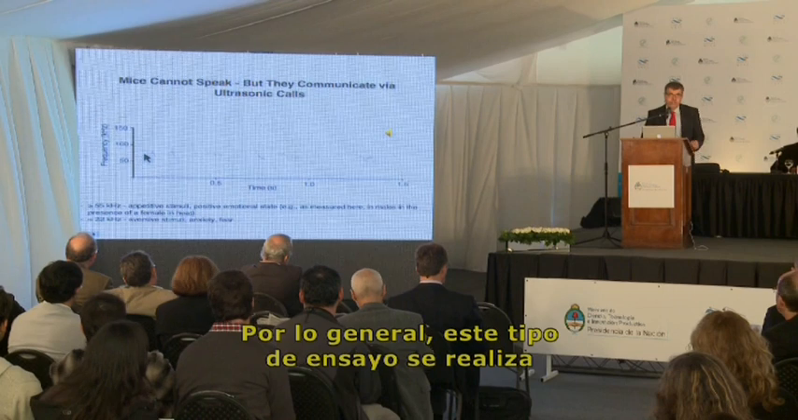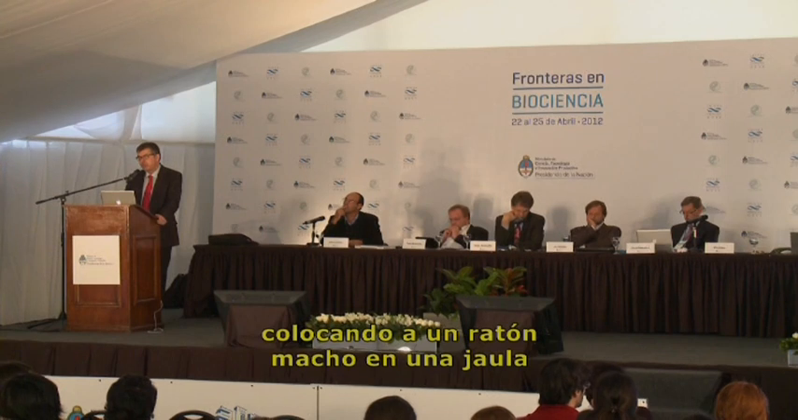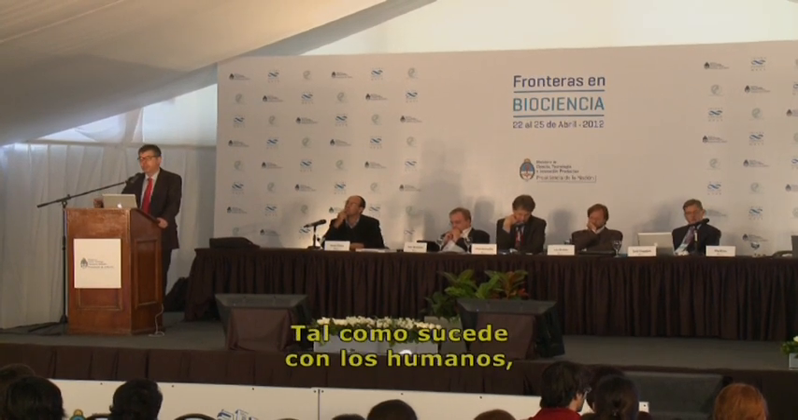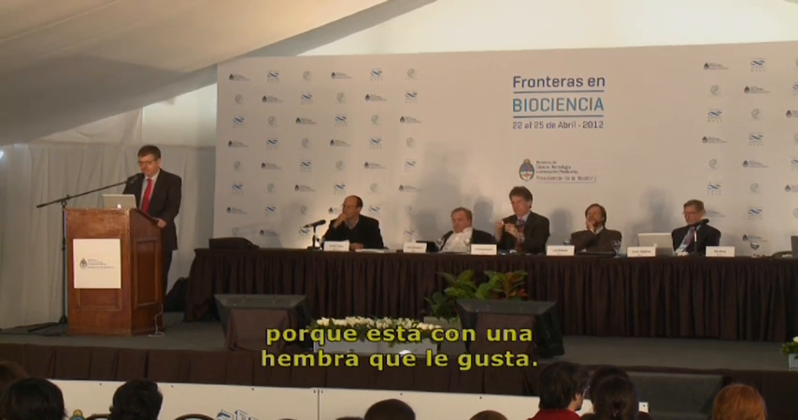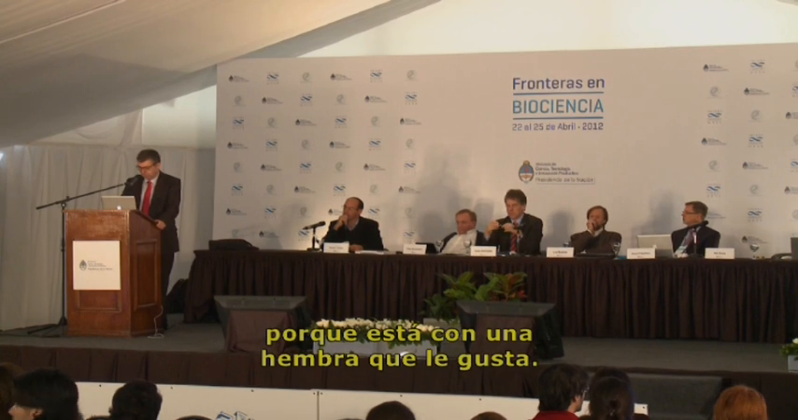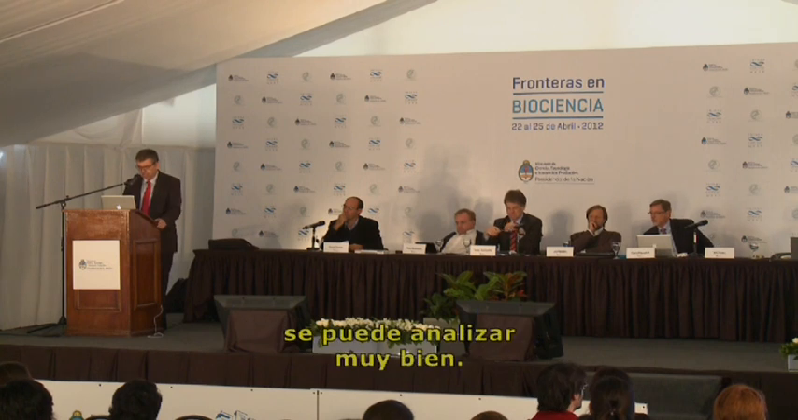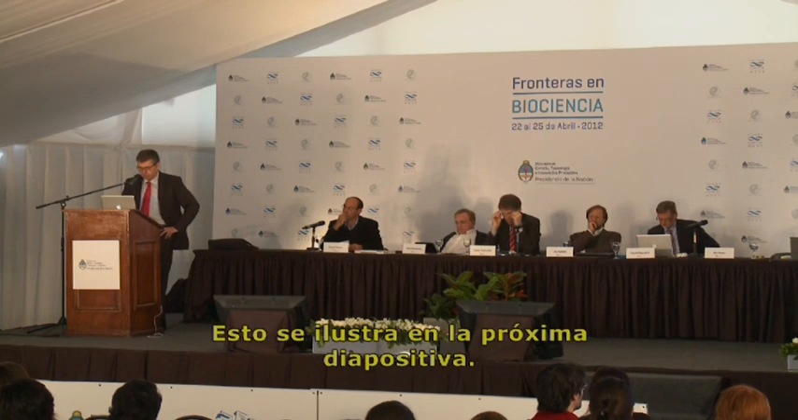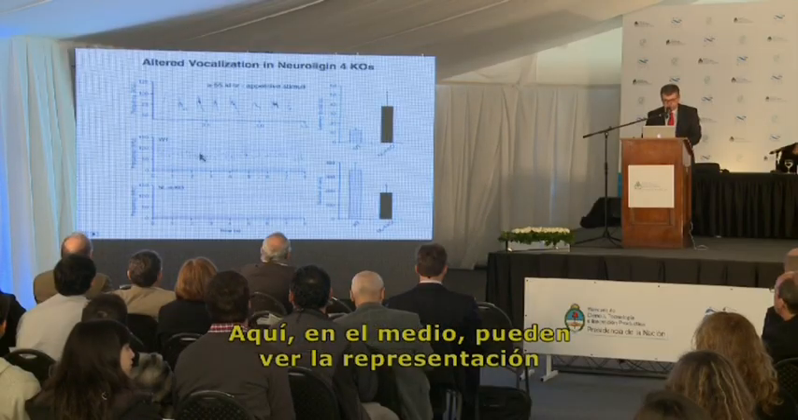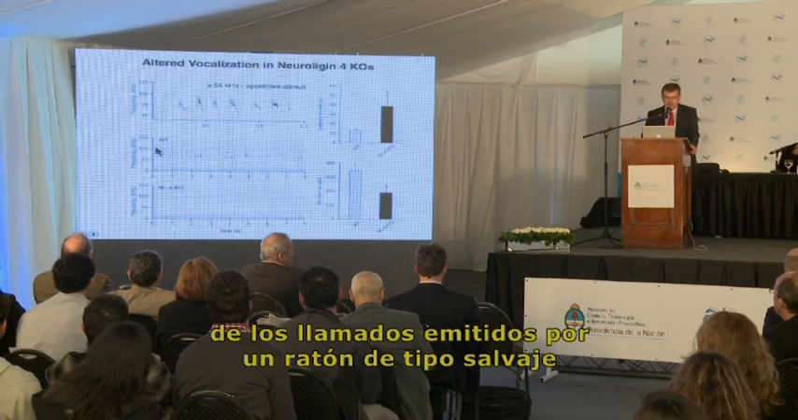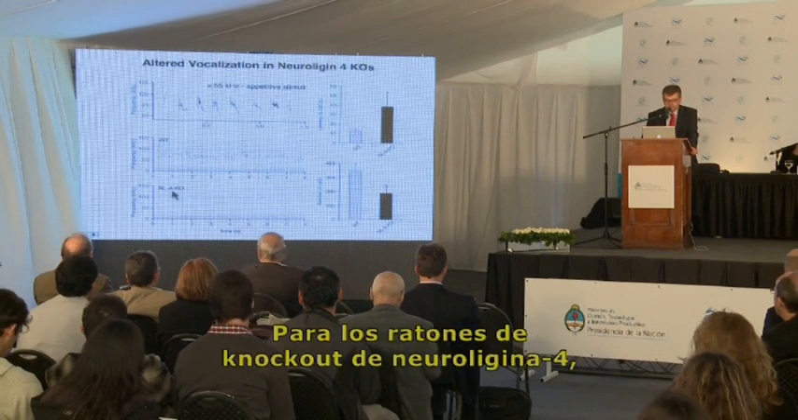A standard setting in which these assays are done is that you put a male mouse into a cage with a female mouse in heat. And as is the case with humans, male mice start to sing when they are together with a female mouse that they like. And this kind of behavior can be assessed very nicely in such settings. This is illustrated in this next slide, where you see in the middle here calls emitted by a wild-type mouse upon putting it into a cage with a female in estrus. And down here, a Neuroligin 4 knockout mouse.